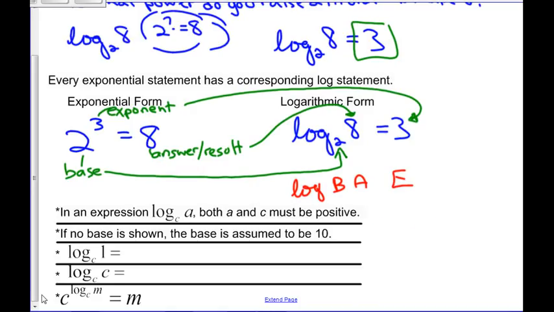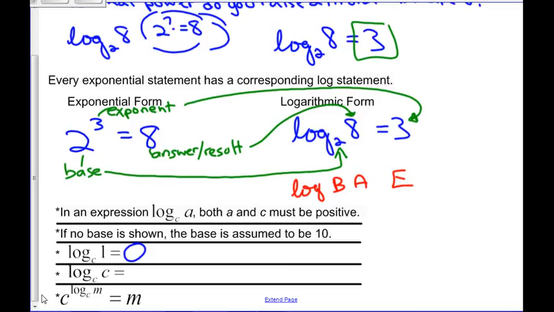Okay, the next three, let's think about these. Log base c of 1. So go to daydreamy mode. That's asking you a question. It says c to the power of what is 1? Well, what power do you need to raise something to in order to make a 1? You need to raise it to the power of 0. So log of 1 is always going to be 0.